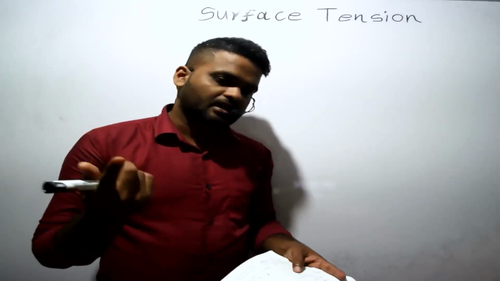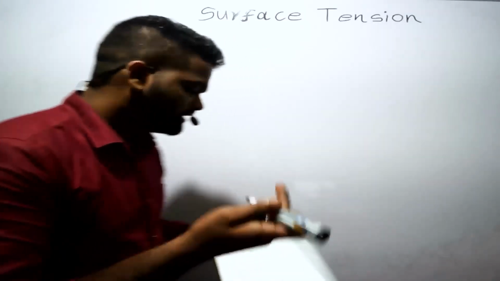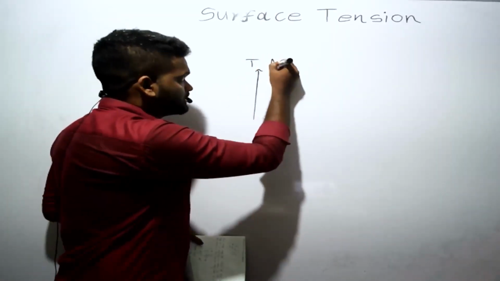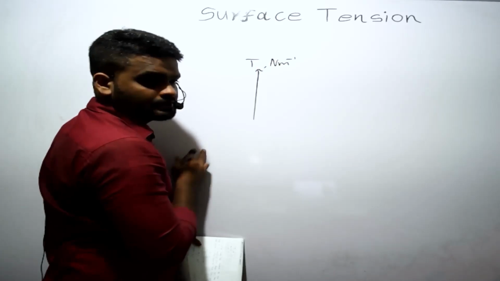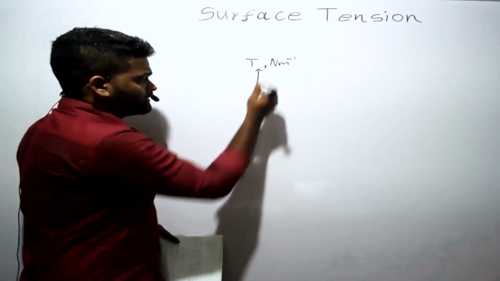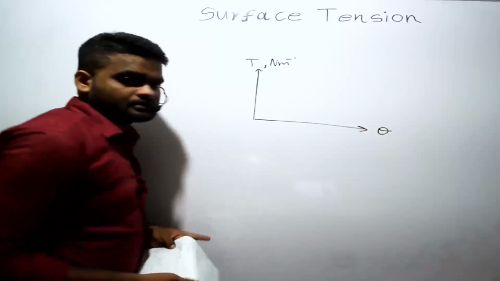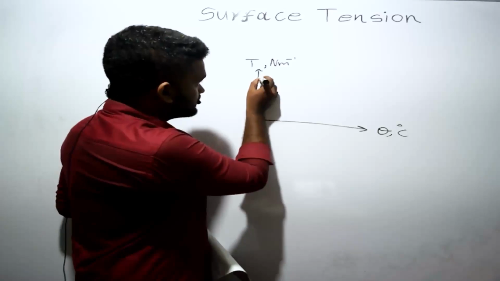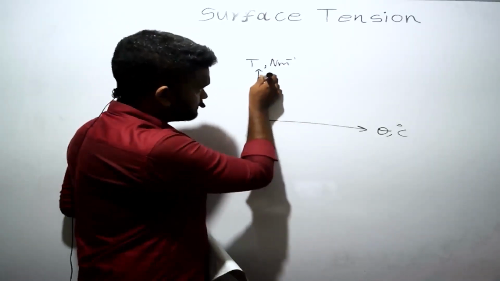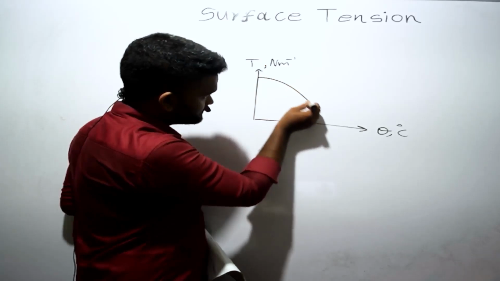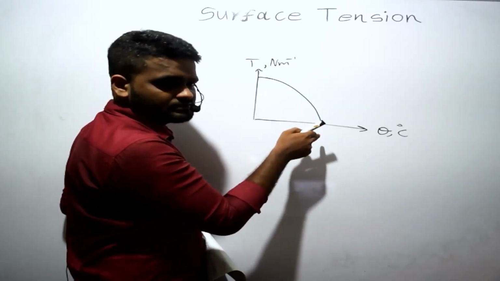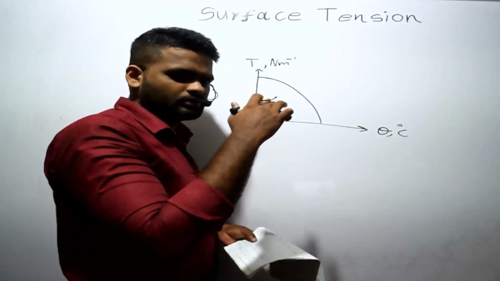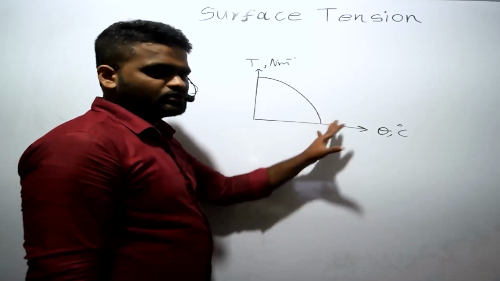So then there's this graph for a liquid. Draw this graph with me. The y-axis has surface tension in newtons per meter, not square meter, per meter. Here you have temperature, let's say in centigrade. As the temperature increases, surface tension decreases. The shape is somewhat like this, and you have to remember it. We don't go in that much depth into the reasons. You just have to know this graph.